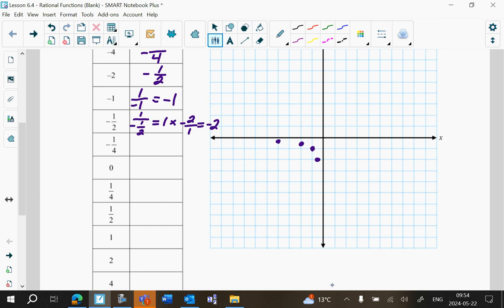Same reasoning here. Whenever you divide by a fraction, you just multiply by its reciprocal. So if I divide 1 by negative 1 over 4, I times negative 4. So I get negative 1/4, negative 4. Okay.